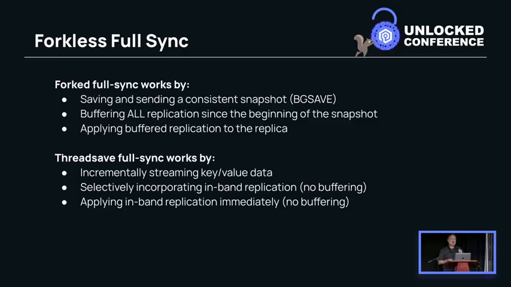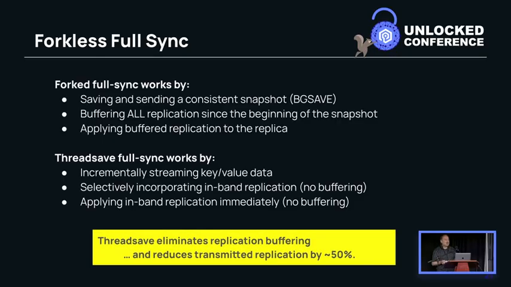ThreadSafe can do the same thing, but we can do something quite a bit different. We're incrementally sending the keys and values. And what we can do is selectively incorporate the replication that's tied to those keys and values into the replication stream. So there's no buffering at all. And the replica can apply that replication immediately as it occurs, again, with no buffering. So ThreadSafe gives us the opportunity to completely eliminate that replication buffering. And it reduces our network costs because we cut our transmitted replication by about 50%.